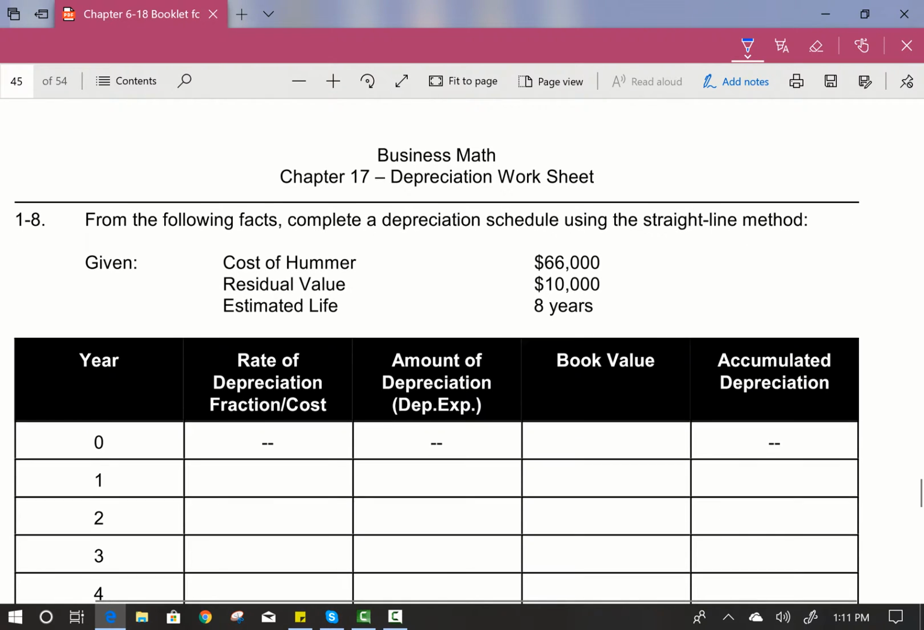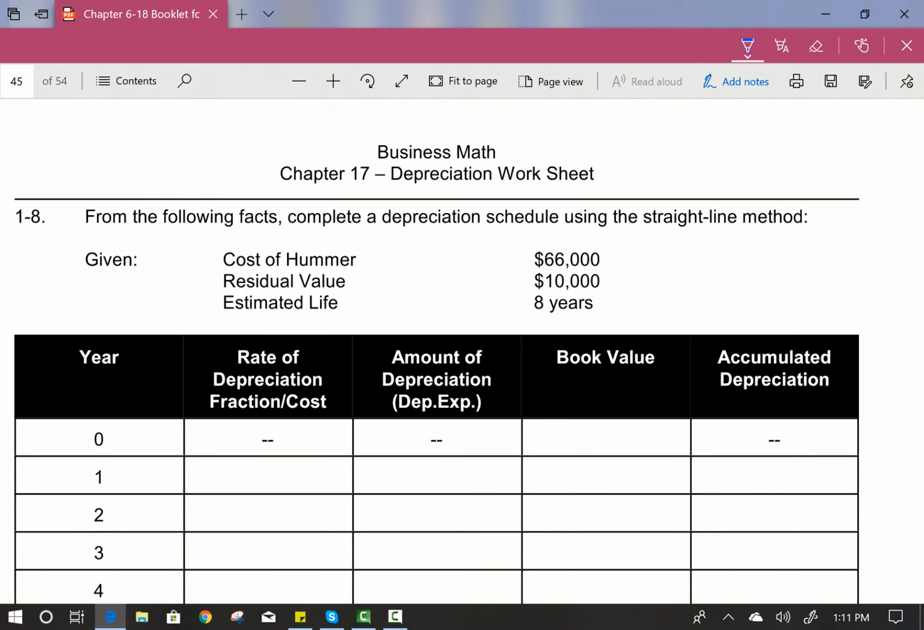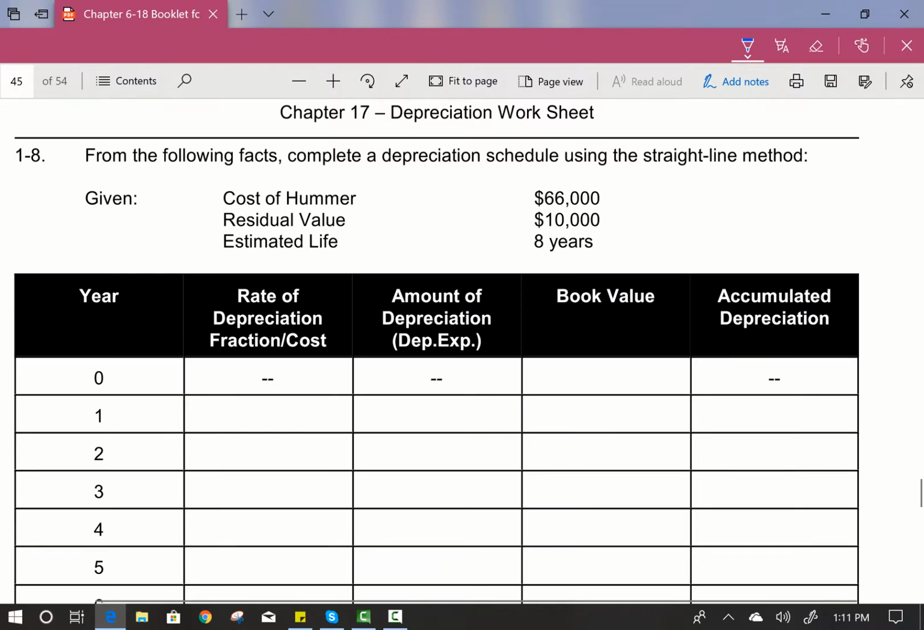Okay, let's kind of walk through this. Next section, and this is from the handbook that I provided in your learning management system. And we have the first problem: from the following facts, complete a depreciation schedule using the straight line method. Well, it has 8 years. The estimated life is 8 years. So that is equal to 1 divided by 8, which is 0.125 or 12.5%.